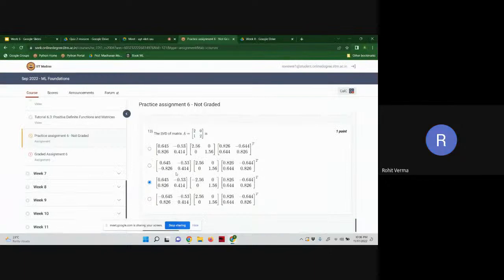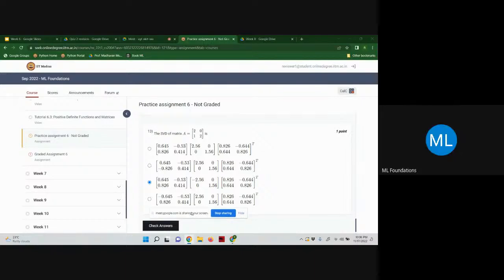Sir, in quiz 2, will this much of complex problem also come? This much of complex problem will not be there, with eigenvalues like this. Okay. Calculation-wise, the SVD will be there, but the calculation will be easy. Sir, anyhow, computation of SVD is a much involved process. So many steps are involved.